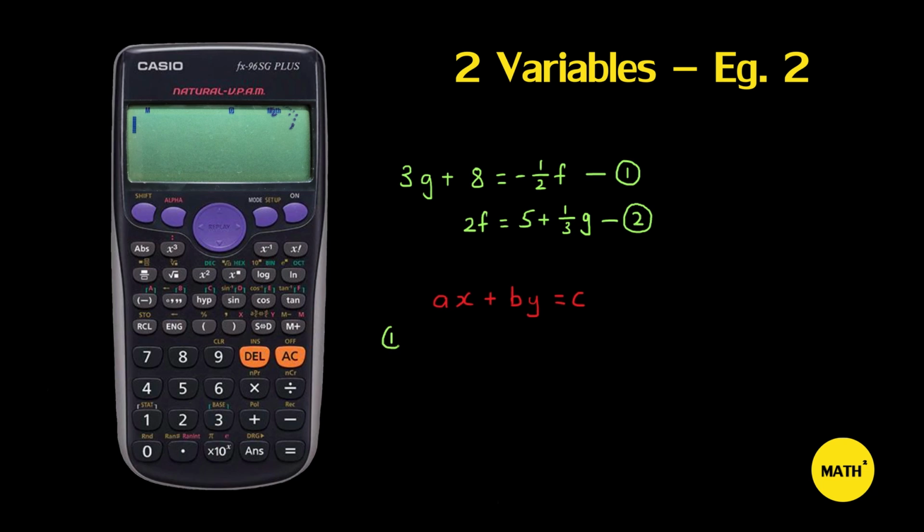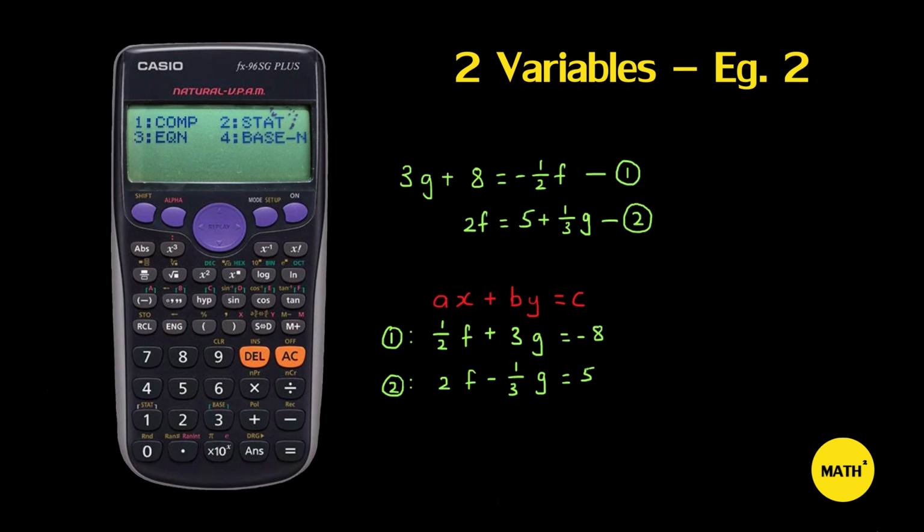Let's start with equation 1. All we have to do is to shift the positive 8 to the right and the negative half f to the left. We will do the same for equation 2. Next, let's go to our calculator. Again, let's go to mode, followed by 3, and then 1.